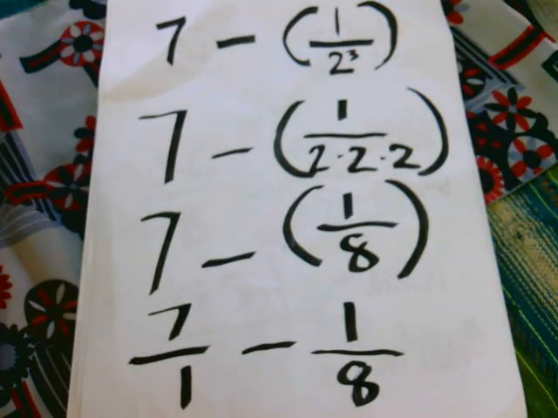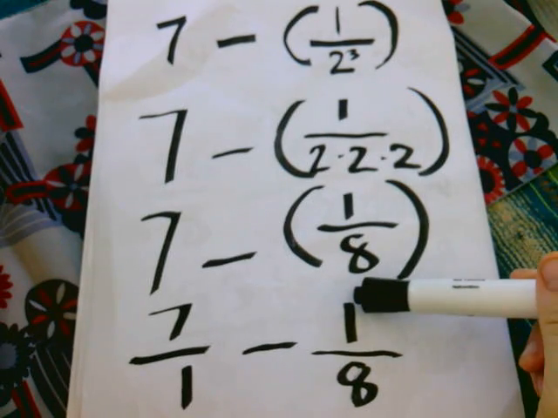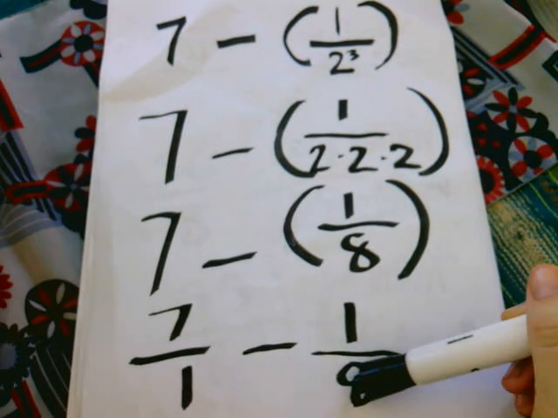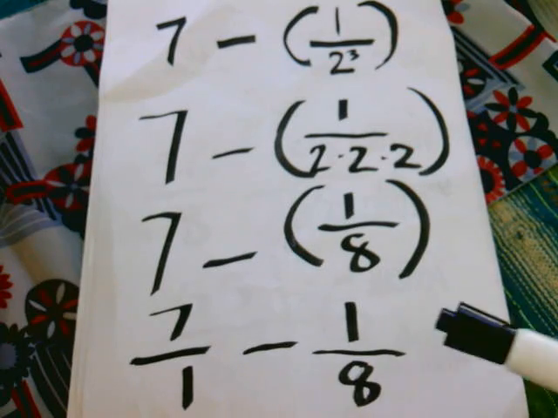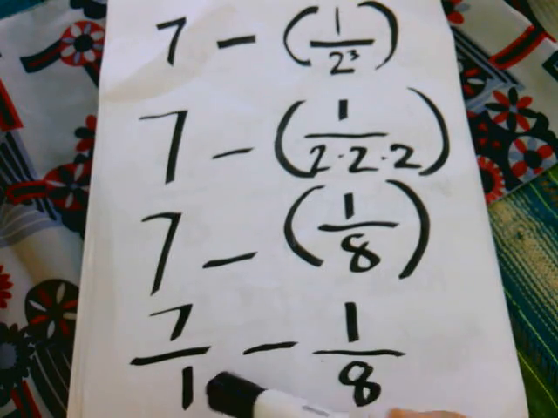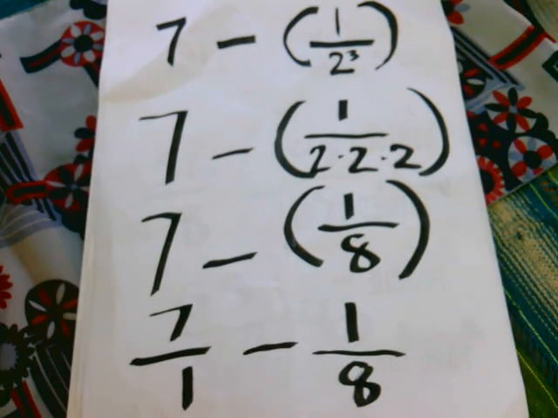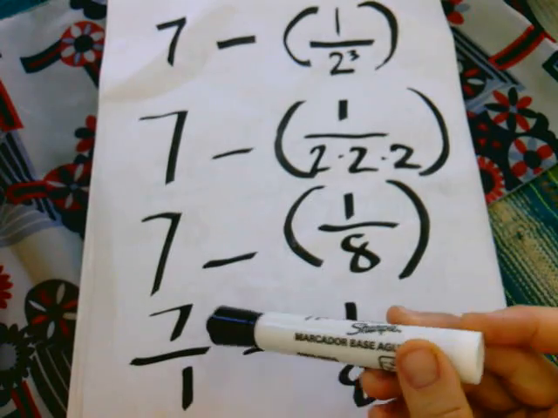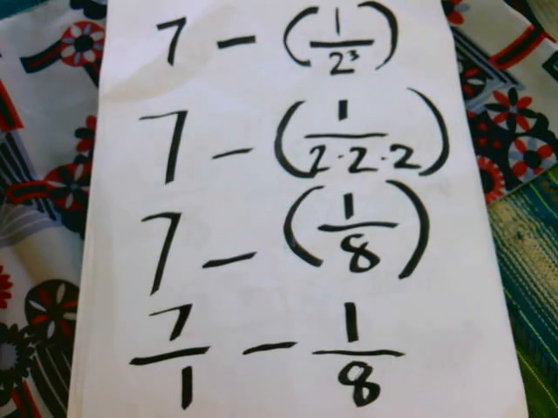7 is the same thing as 7 over 1. So in order to subtract these fractions, we need to make the denominators the same. This is the numerator, and this is the denominator. So since 8 is the bigger number, we're going to make both of the denominators 8. So the question is, how do we get 7 over 1 to have a denominator of 8?